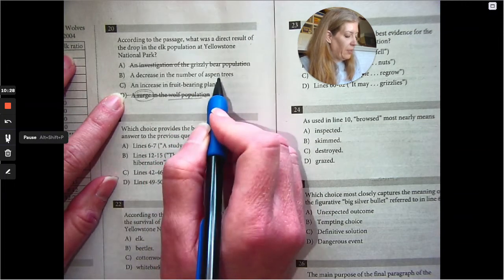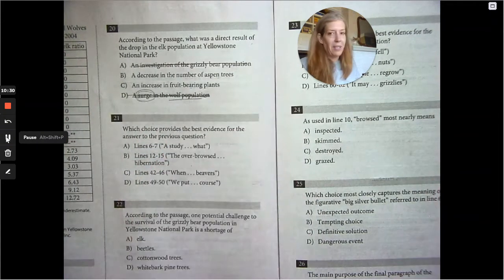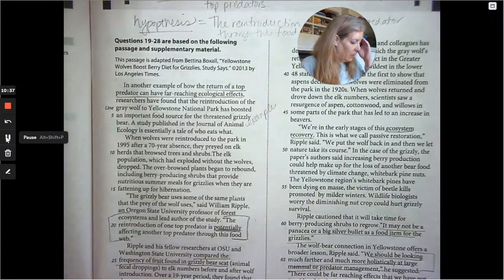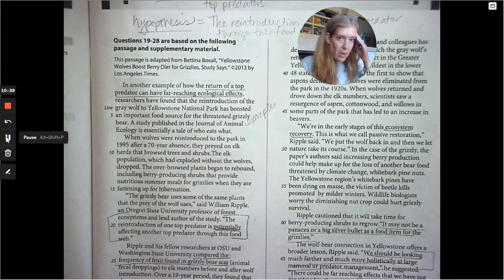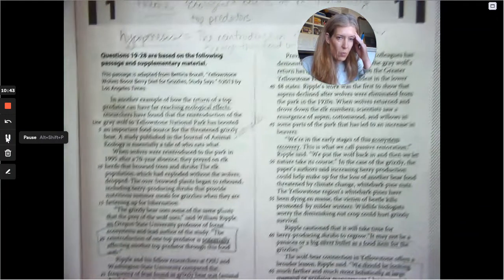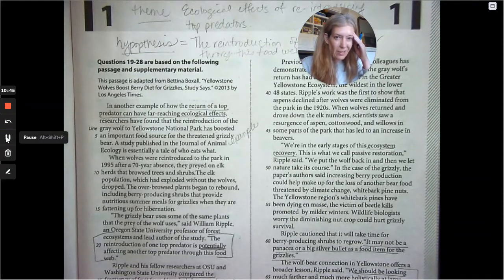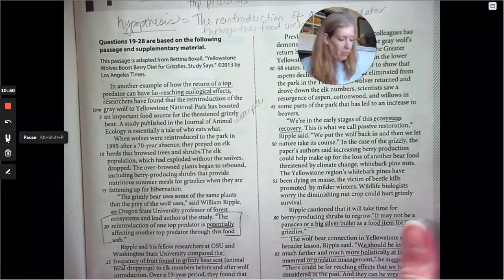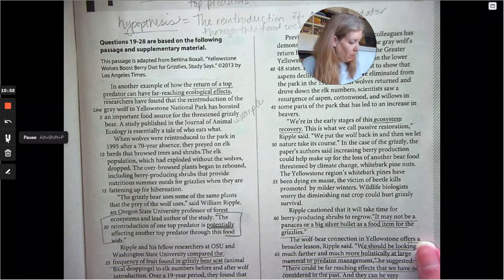A decrease in the number of aspen trees or an increase in fruit-bearing plants. If I was running out of time, I'd choose C right now, but what do I need to remember about aspen? Where is aspen? And why am I getting stuck on this? I'm wasting time right now. Don't do this on the test. But what do I have to remember about aspen? Where is aspen? You're probably telling me where it is right now.